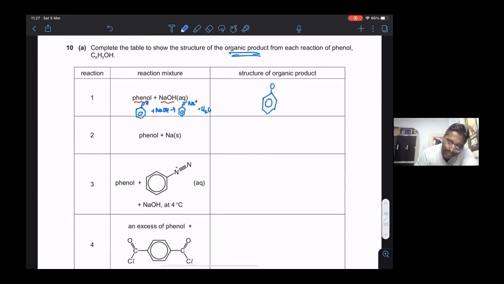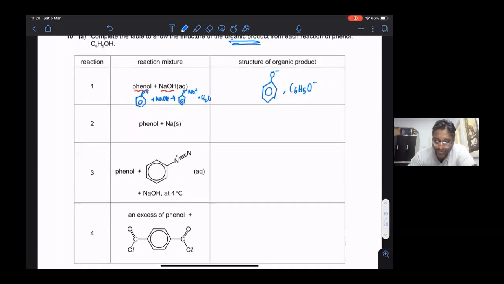Okay, O minus, you can draw, because they didn't specify. You can draw, or if you want to write it down, you can just write down C6H5 O minus. Water will not be an organic product, so you no need to mention that. Yes, phenol and sodium, they are going to react.